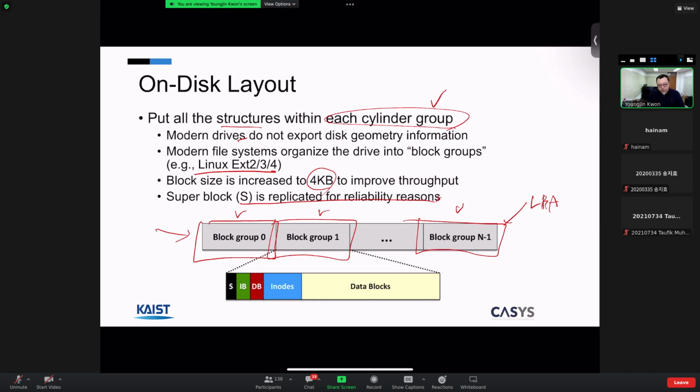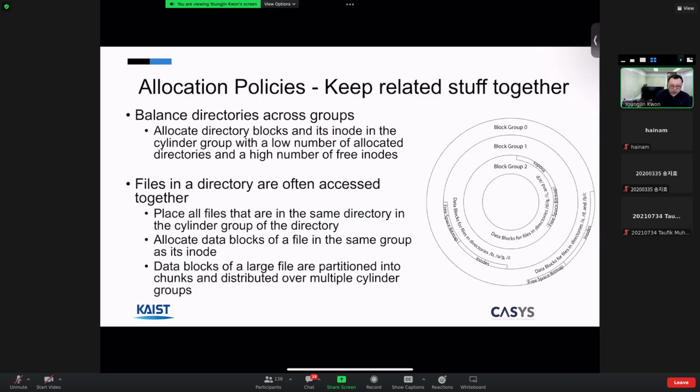So here are block groups. In each block group, there are substructures where the superblock, inode bitmap, data bitmap, inodes, and data blocks are located. These make up a block group. Then what you have to do is allocate block groups this way: each block group is located in each cylinder. Map each block group to each sector.